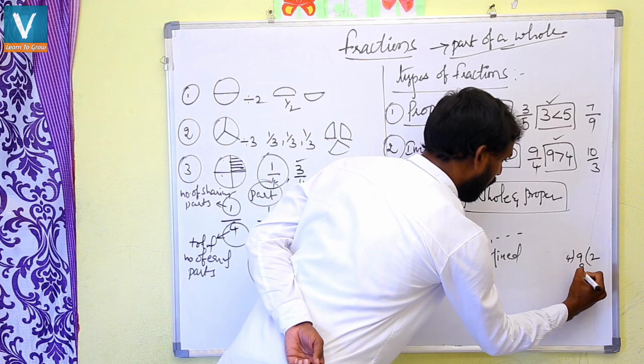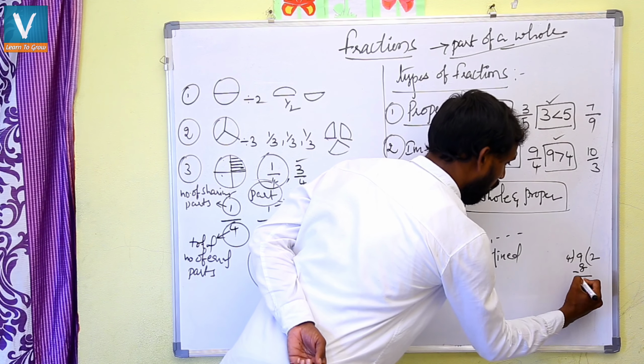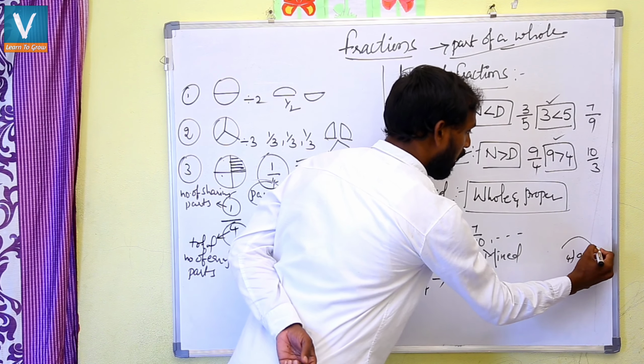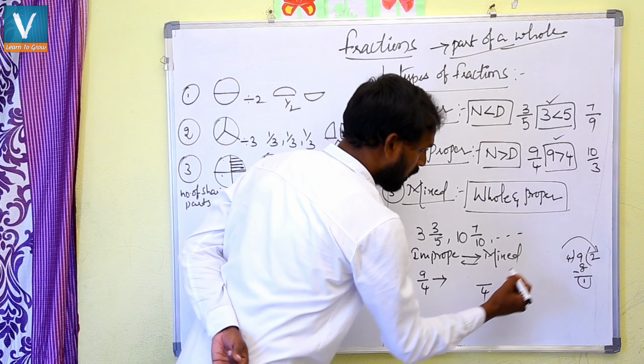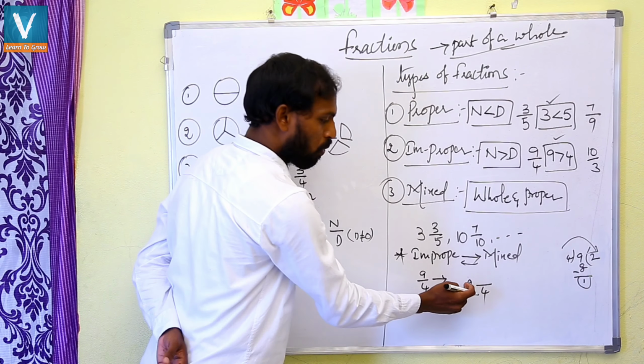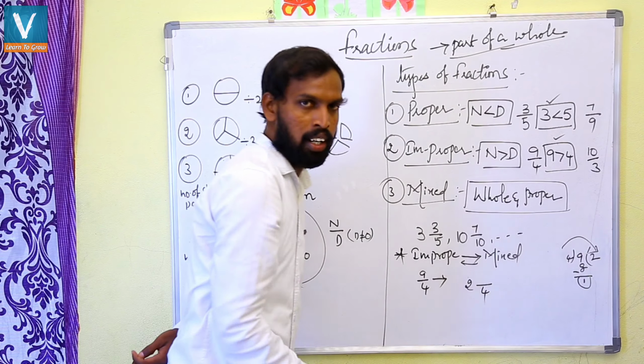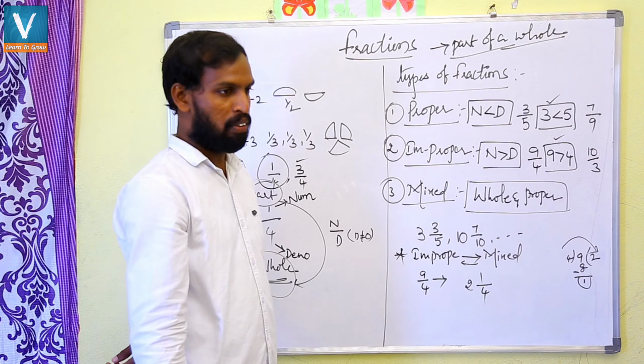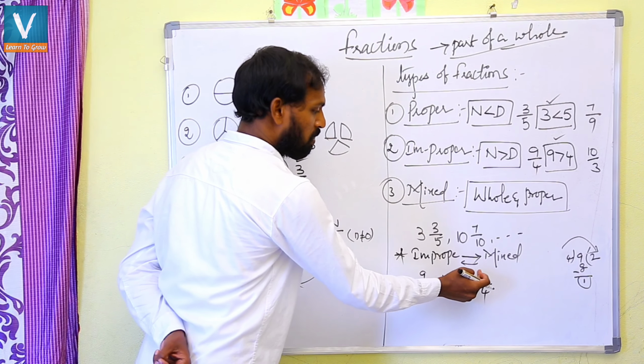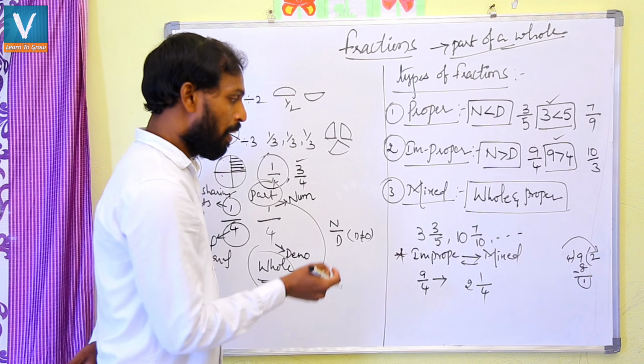4 2's are 8. Subtracting, 9 minus 8 is 1. By how many are we multiplying here? 2 times. So the quotient is 2. 4 2's are 8. And what is the remainder we got here? 1. So 2 and 1 by 4. Nothing but 9 by 4. 4 2's are 8, 8 plus 1 is 9. We got 9 by 4, right? Yes, sir.